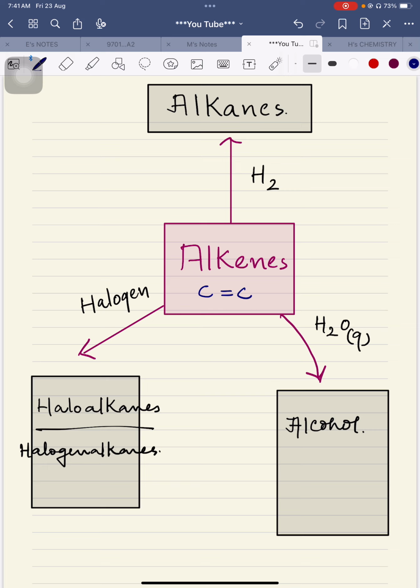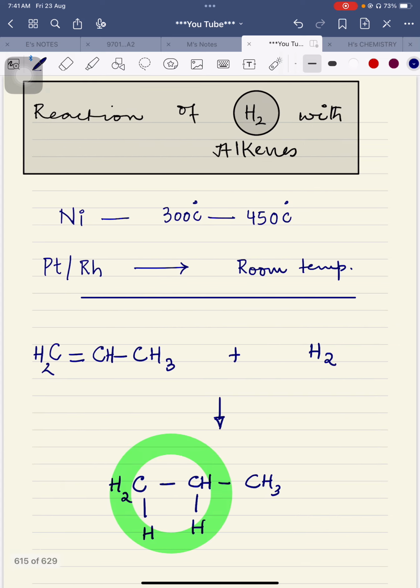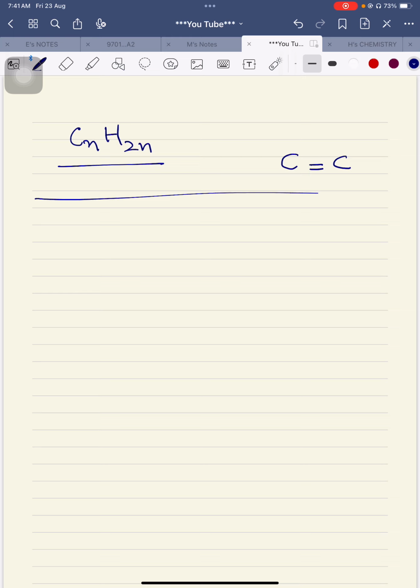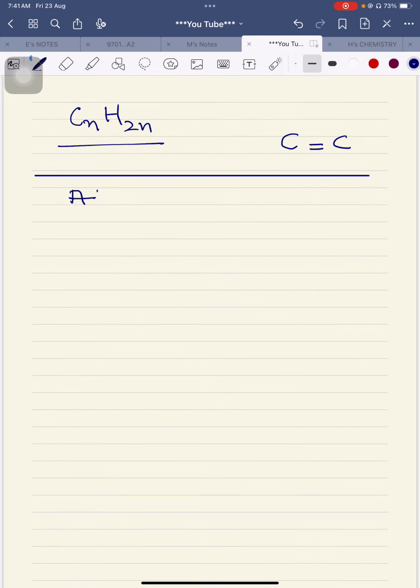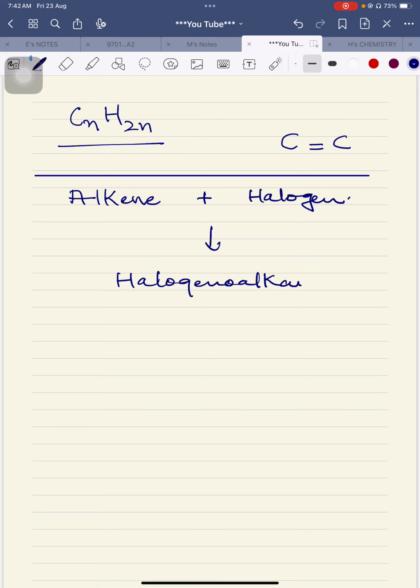In today's lecture, I will teach you, inshallah, the reaction of halogens with alkenes and the reaction of steam with alkenes. Let's start. I am on this page right now. We are saying that this is an alkene, and after the reaction with a halogen, it is going to make a halogenoalkane. This halogenoalkane is also called a haloalkane.